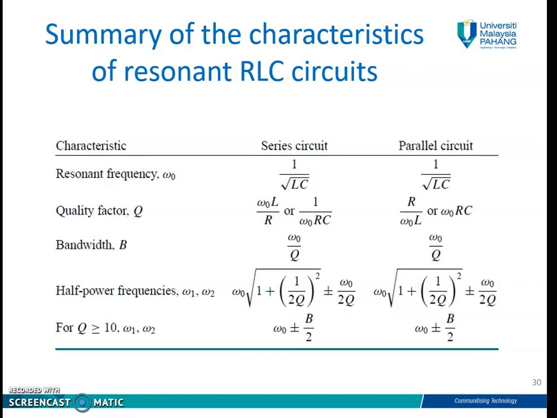Summary of the characteristics of a resonant RLC circuit. This is the summary for the resonant RLC circuit. We have the series circuit, and this one is the parameters for the parallel resonance circuit. You can check the difference between these two sets of parameters between series and parallel circuits.